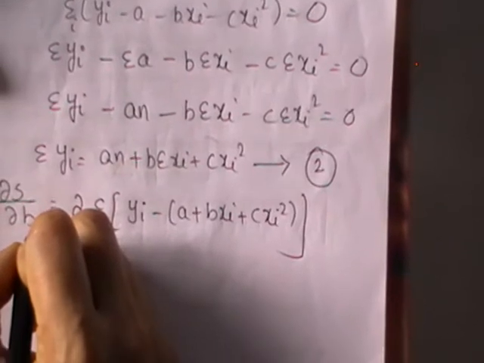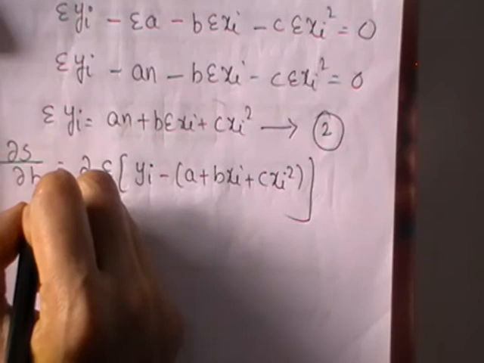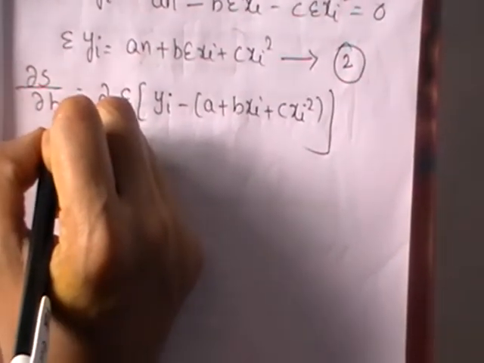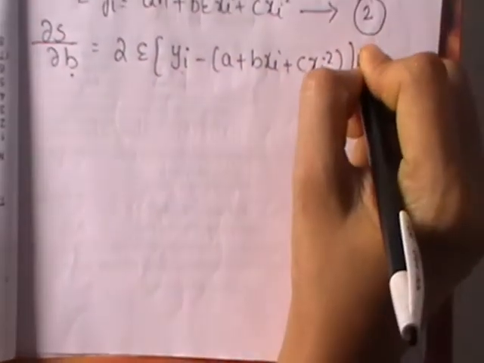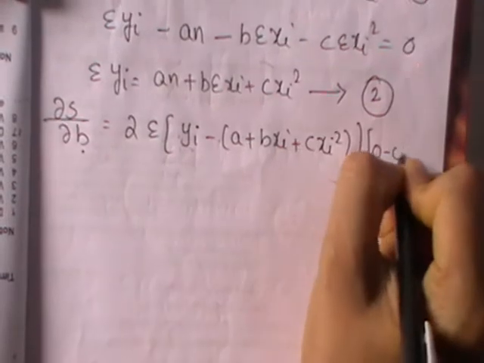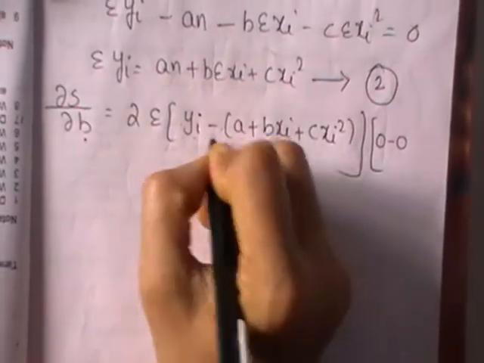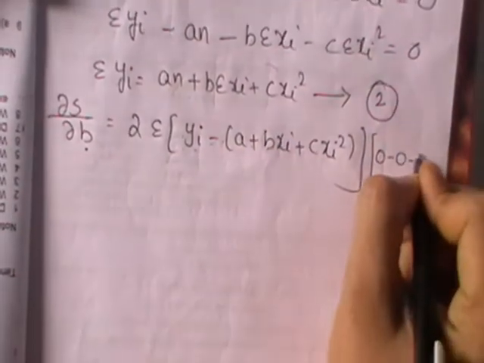As it is partially differentiated, all other terms that don't involve b can be treated as constants, and the derivative is going to be 0. So there is no b term here, so its derivative is 0. There is no b term here, minus 0. Here you have b, so plus into minus minus, b derivative is 1, you will get xi.